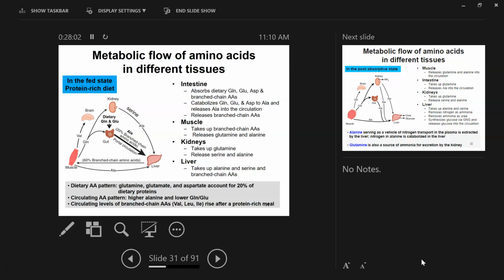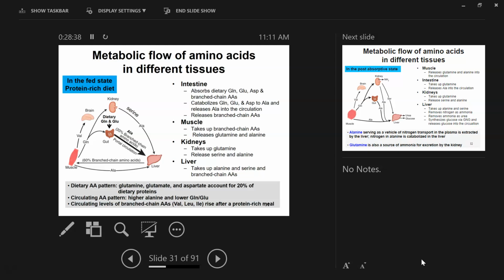So the kidney takes up glutamine and releases the serine and alanine, right? So alanine is basically released from muscle, intestine, kidney, and eventually metabolized in the liver, right? If you still remember, one of the important gluconeogenesis cycles is the alanine cycle, right?